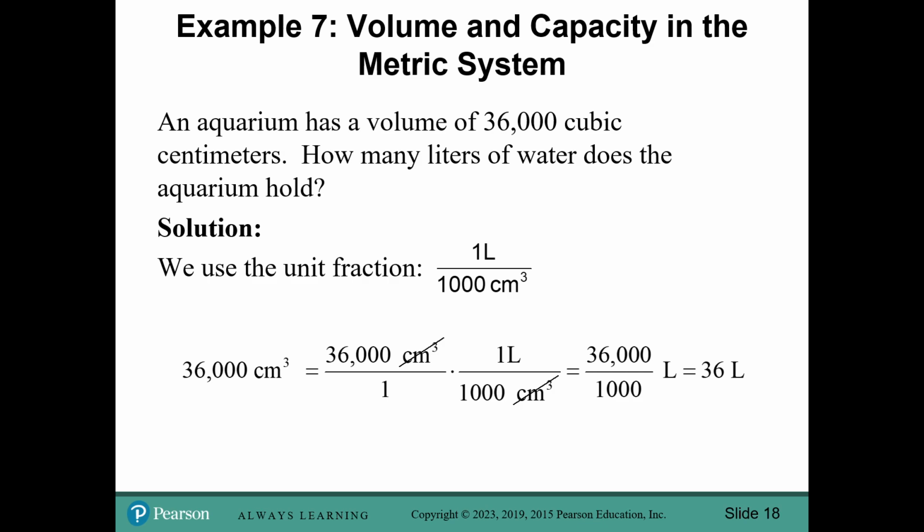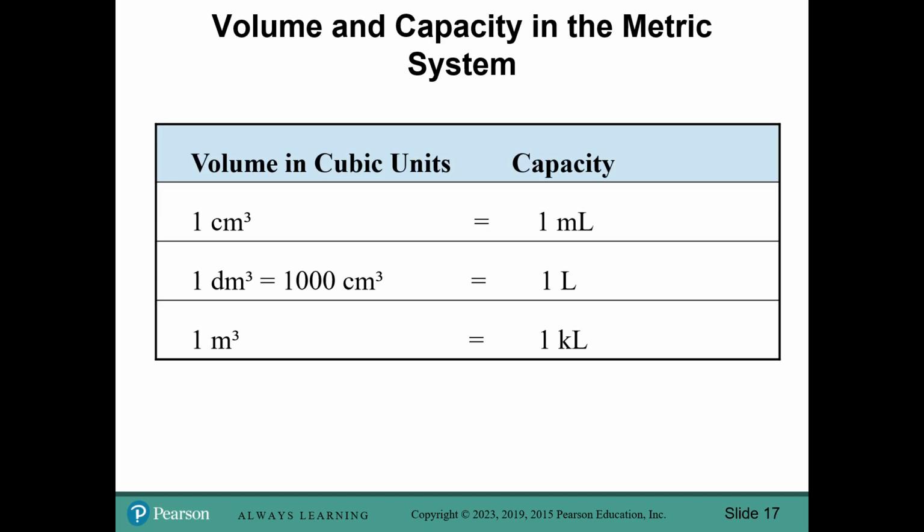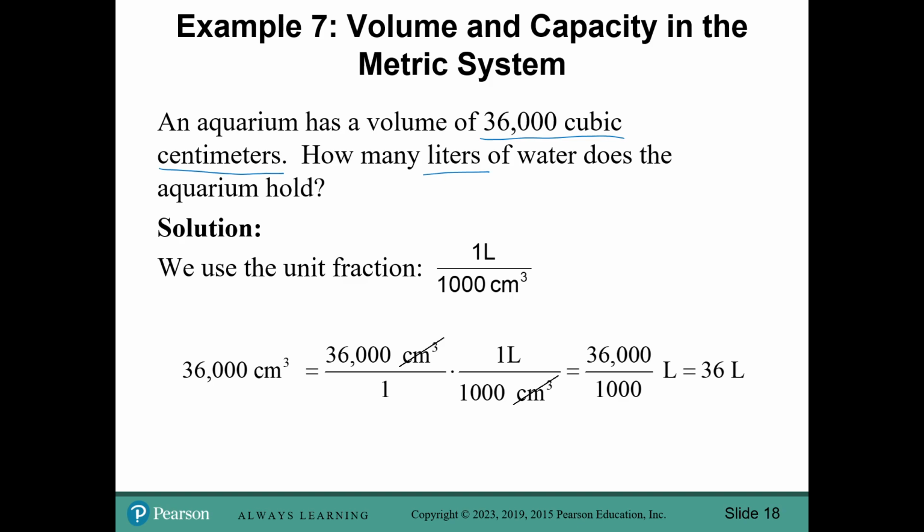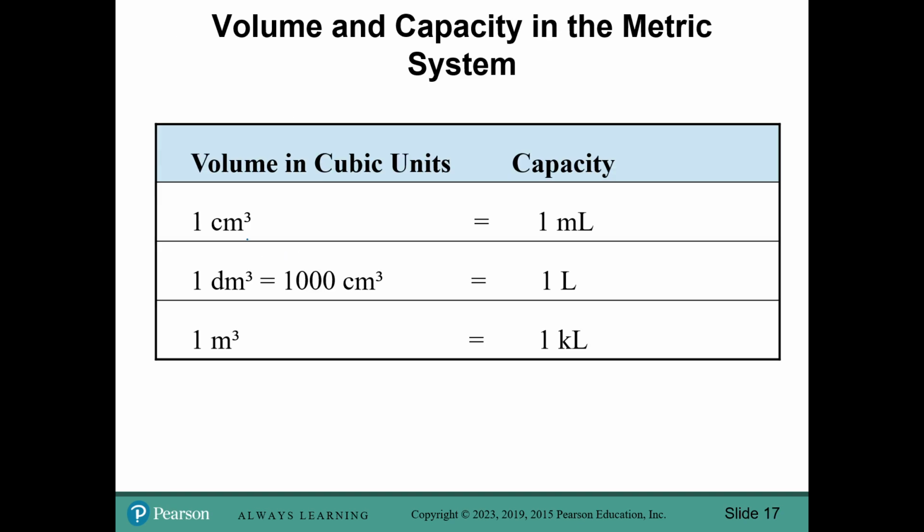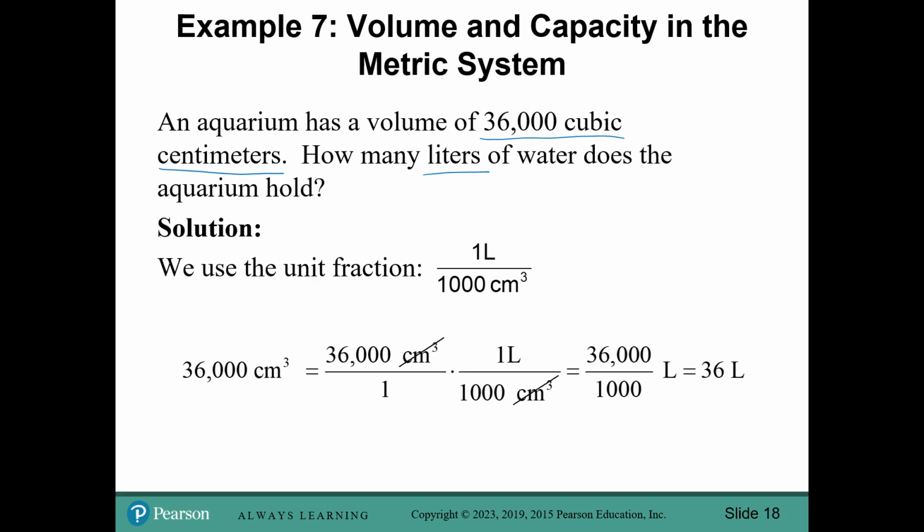It says an aquarium has a volume of 36,000 cubic centimeters. How many liters of water does the aquarium hold? Starting out here, let's just break down the problem real quick. 36,000 cubic centimeters. Okay, we're trying to figure out how many liters of water it holds. If I go back to my chart here, starting out with cubic centimeters, I see one there. Okay, but we're trying to get to liters.